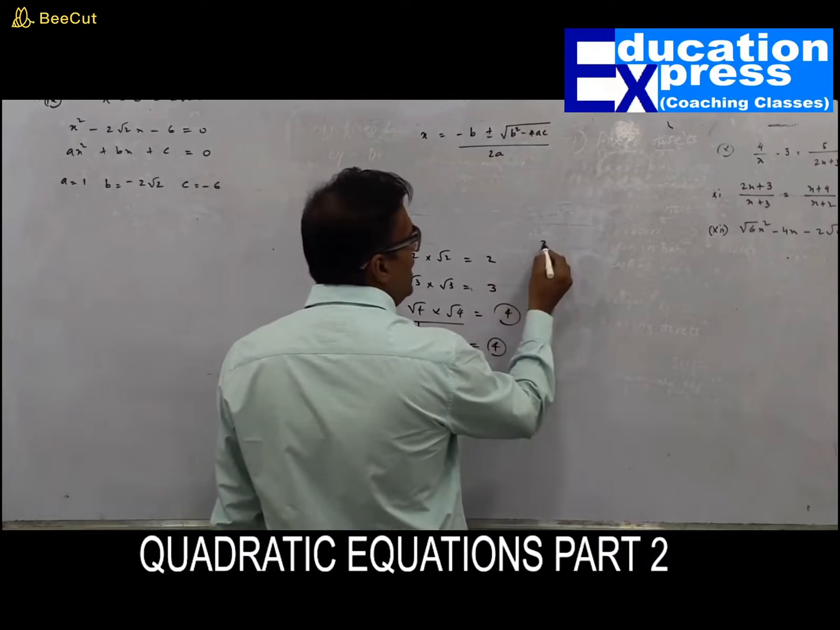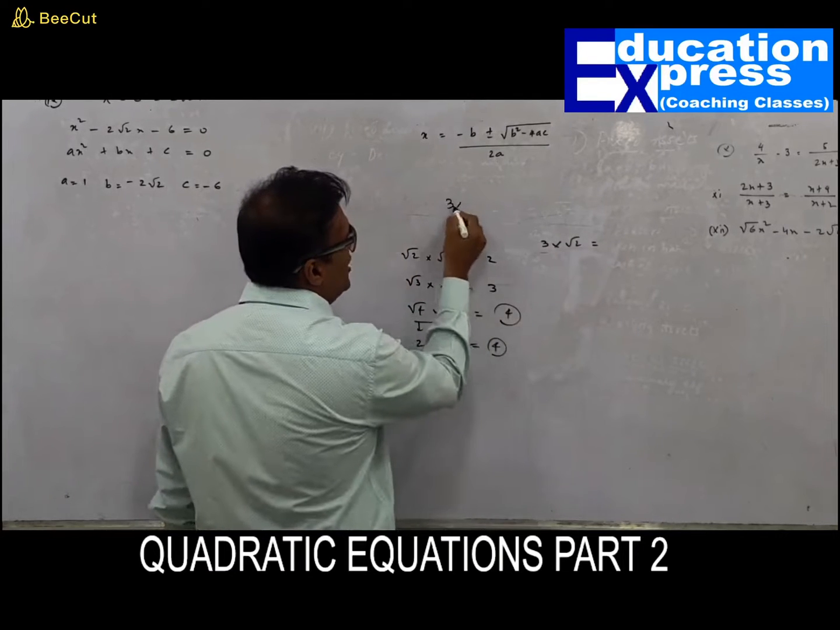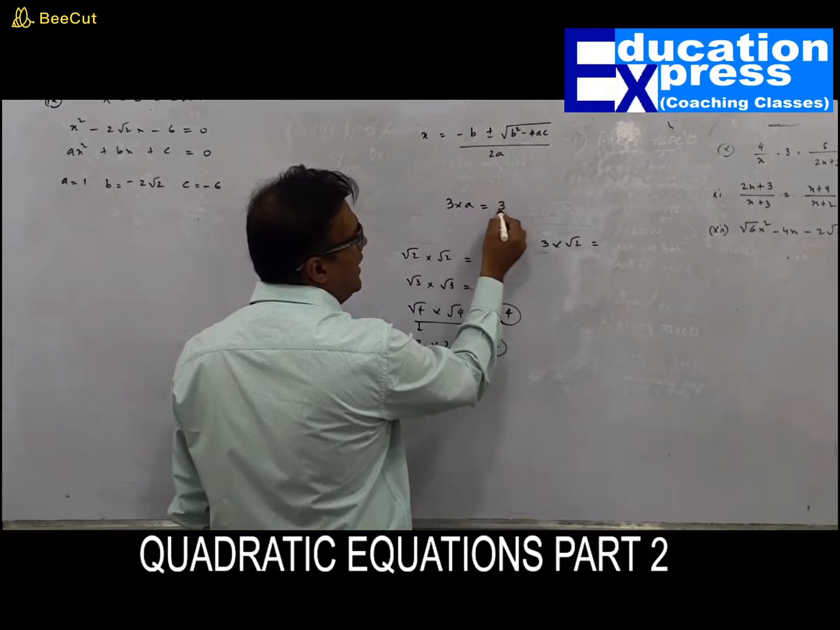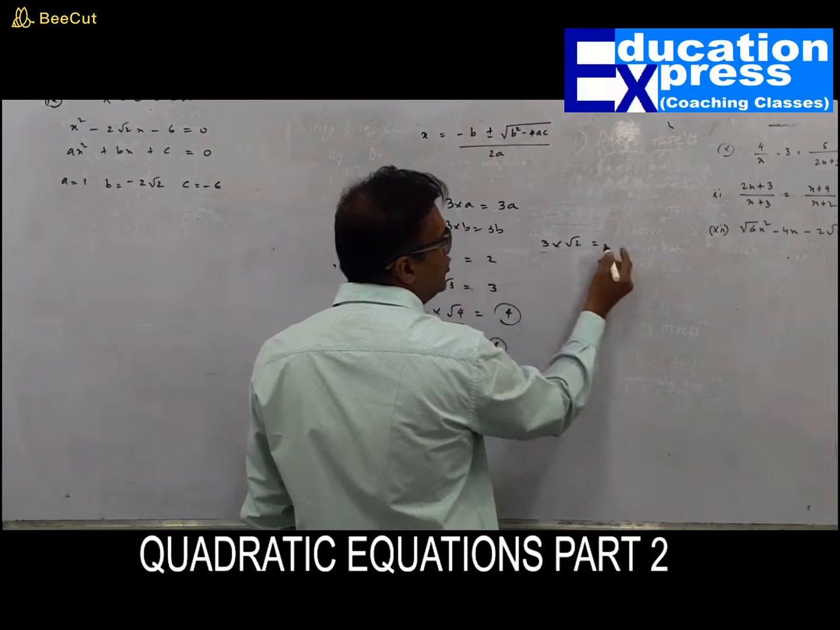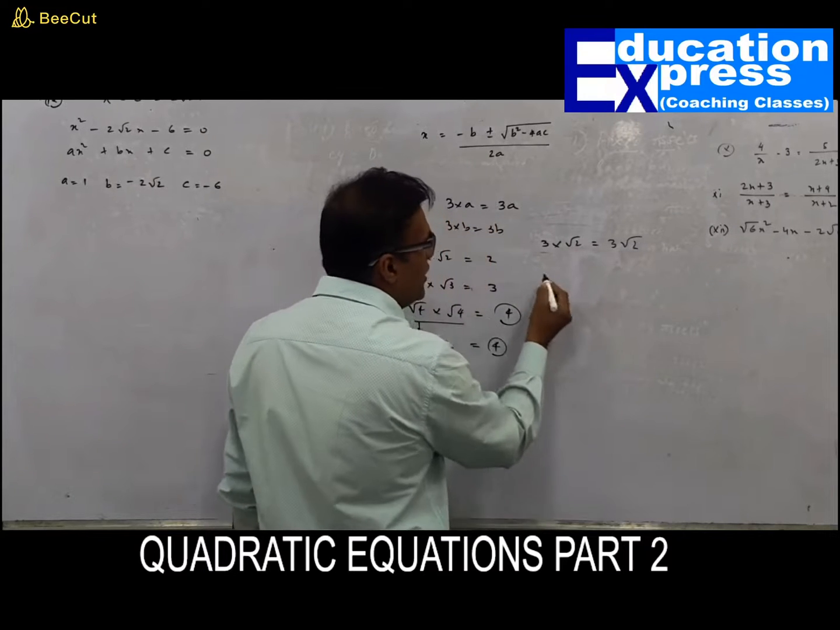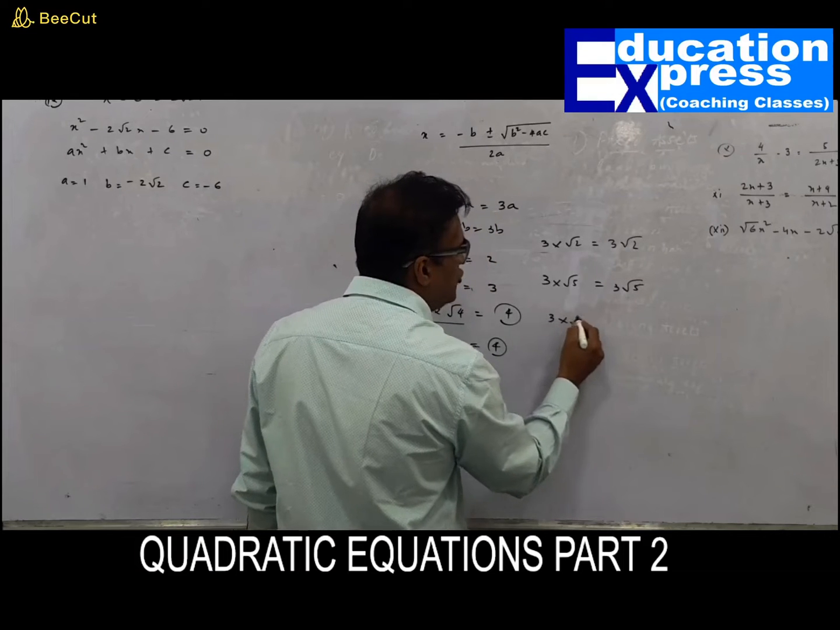Now supposing you have 3 into root 2, what will be your calculation? Same like 3 into a. What is the value of 3 into a? 3a. 3 into b? 3b. So 3 into root 2? 3 root 2. 3 into root 5? 3 root 5. 3 into root 7?